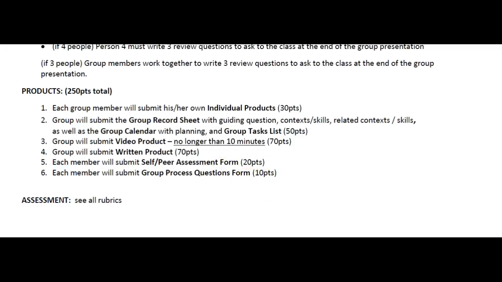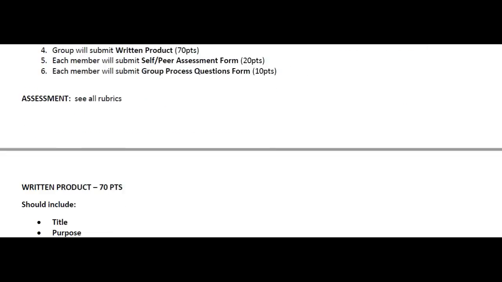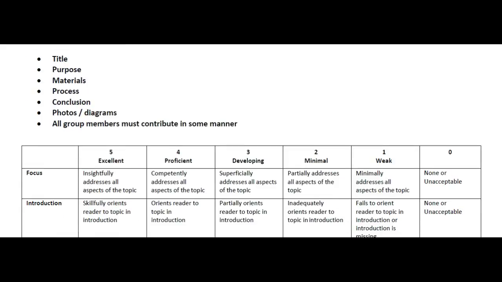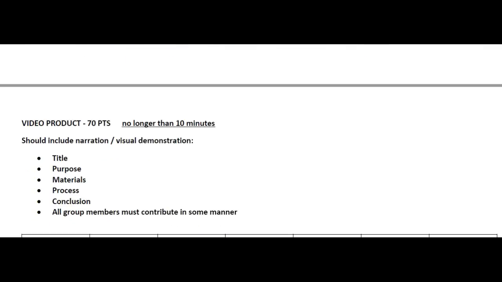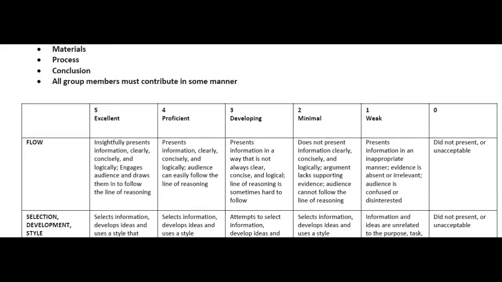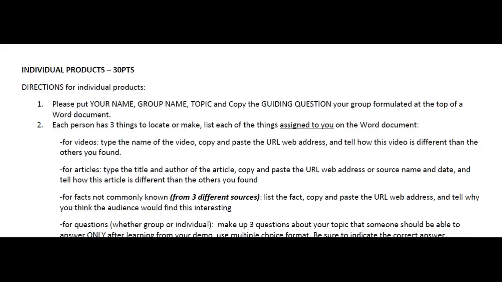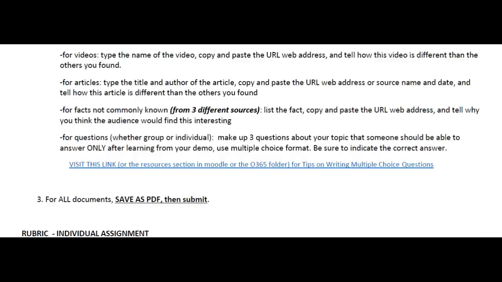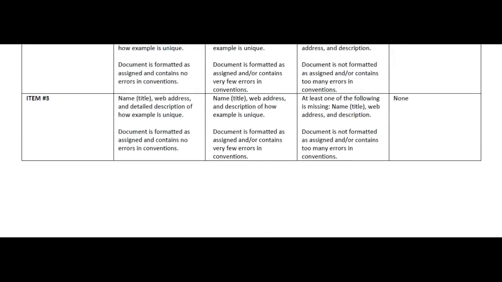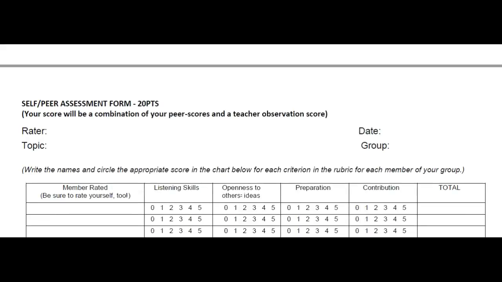So the rubrics are on the following pages. You've got the written product and the whole rubric, how it's graded, and this is all in the Moodle and the resources folder. You've got the video product and its rubric. You've got more specific directions about the individual products, what you need to come up with on your own and submit, and a rubric. And then you've got the other forms.